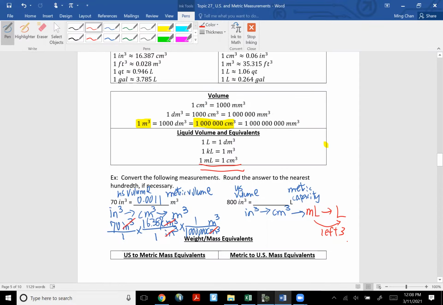Okay, so let's start out with cubic inches. 800 cubic inches over 1 times. Okay, go to centimeter, right? Put my cubic inch down here, put my cubic centimeter up here. All right, that's 1 cubic inch, oh excuse me, up top, 1 cubic inch for 16.387.